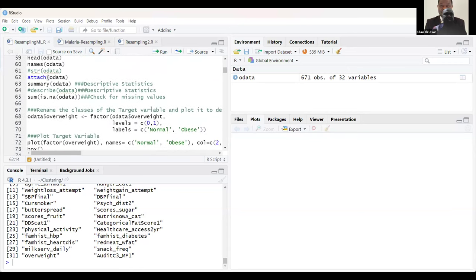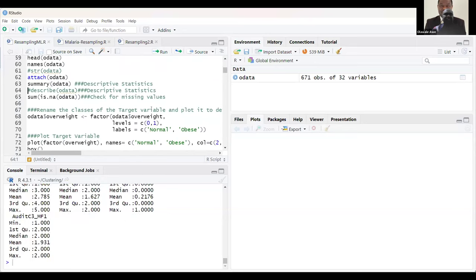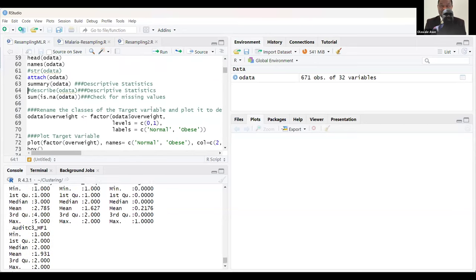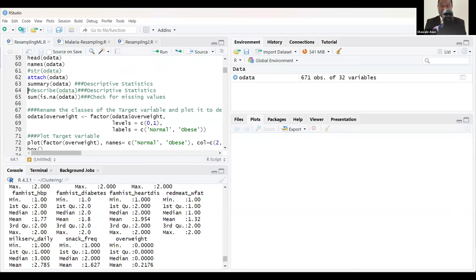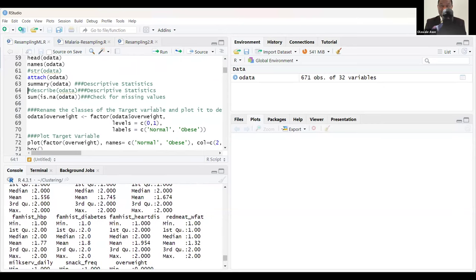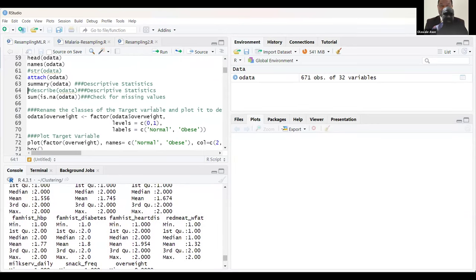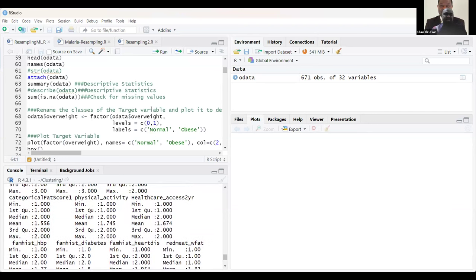Now, we can summarize the data set as follows. We see that this data has no missing values. I'm assuming that your data has been pre-processed properly.